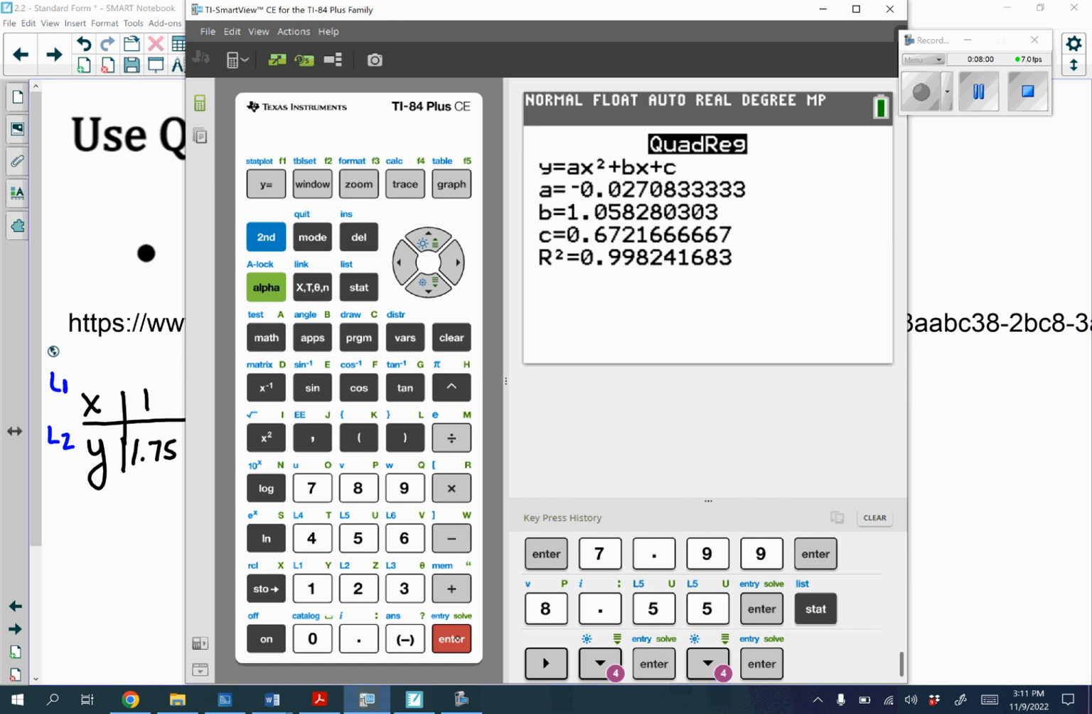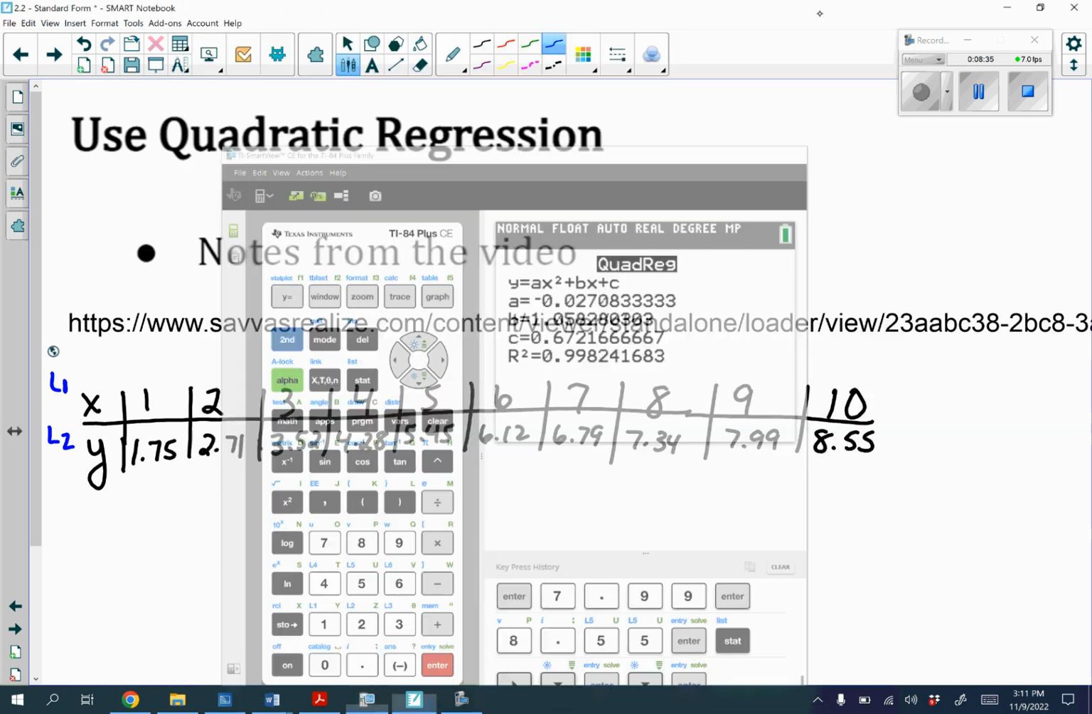And so what happens is that we are writing our quadratic function in standard form, so it gives us our A, B, and C values, or the coefficients. Don't worry about this R squared. We don't use that, okay? So our equation here, we're going to write it out, and we're going to round to 3 decimal places. Usually it will tell you where to round to. So here's our A, negative 0.027. Then our B is 1.058. And our C is 0.672. So let's write that out.